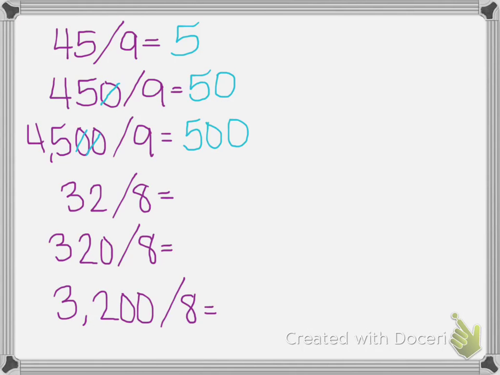32 divided by 8, or how many times 8 goes into 32, is 4. 320 divided by 8, again, ignore the 0. 32 divided by 8 is 4. Add that 0 back, 40. 3,200 divided by 8, again, ignore 2 zeros. 32 divided by 8 is 4. Add those 2 zeros back. The answer is 400.